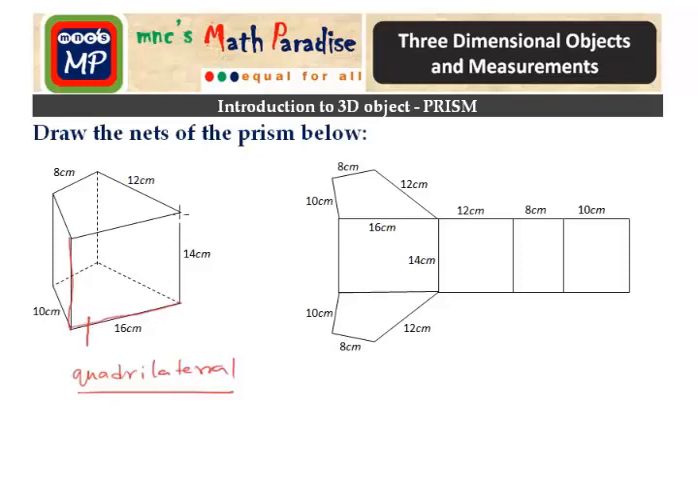Any of the rectangular faces, not any of the faces, any of the rectangular faces. So this rectangular face is 16 by 14. This is 16, this is 14. So we started with this face, and with this face, this is the common position.